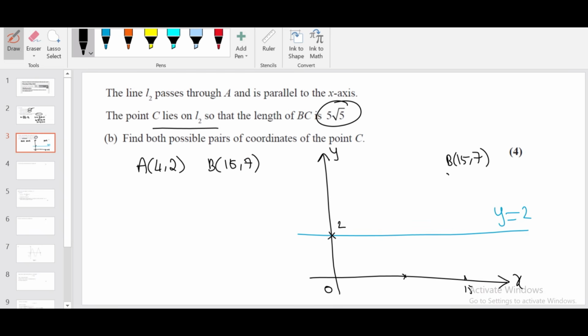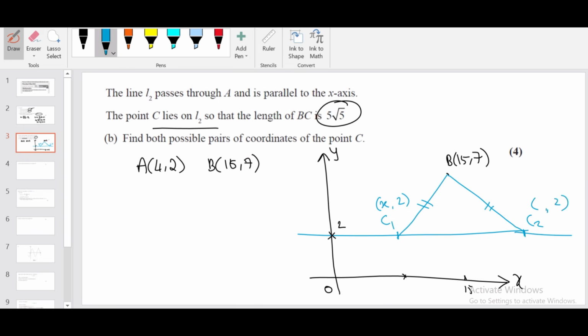There are two possible scenarios here. The C can be here. I'm going to take it as C1 or C2, like an isosceles triangle. These two lengths are the same, and C2 can be here, these two lengths are the same. So there are two possible positions for the point C. That's why the question says find both possible pairs of coordinates of C. We know for sure the y coordinate of the point is 2, right? The x coordinate we don't know, so I'm going to take it as x.